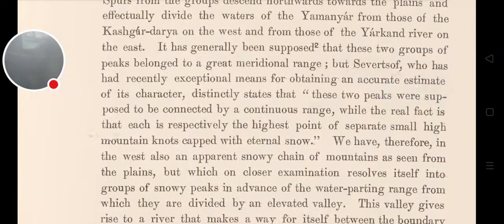It has generally been supposed that these two groups of peaks belonged to a great meridional range, but Severtsov, who has had recently exceptional means for obtaining an accurate estimate of its character, distinctly states that these two peaks were supposed to be connected by a continuous range, while the real fact is that each is respectively the highest point of separate small, high mountain knots capped with eternal snow.